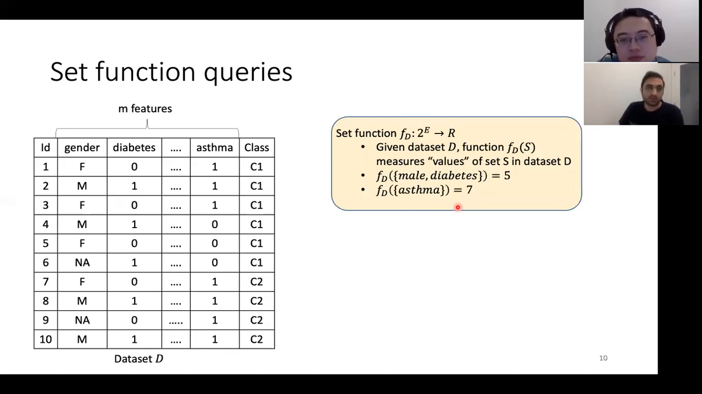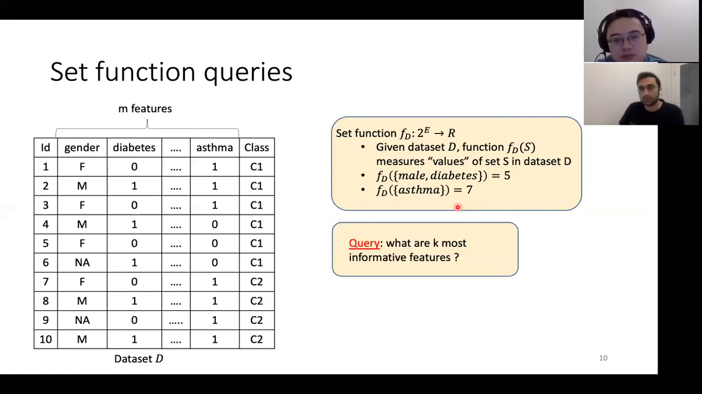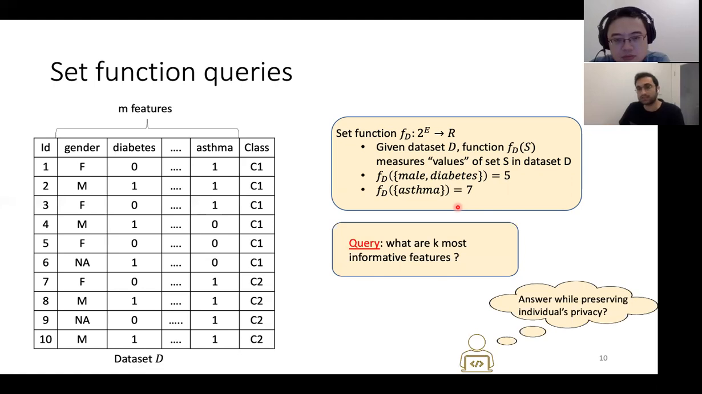This set function with respect to this data set assigns a value to any subset of these features. For instance, if we have male and diabetes, then the value of those two features is 5. If we have asthma, the value is 7. This value is with respect to how informative these features are with respect to the classification. Now the query is, what are the k most informative features for these classifications of these individuals? The task is answering this type of query while we preserve the privacy of individuals.